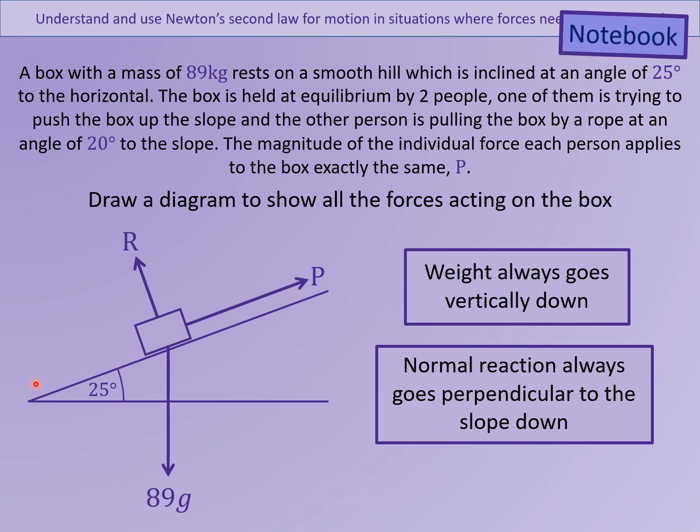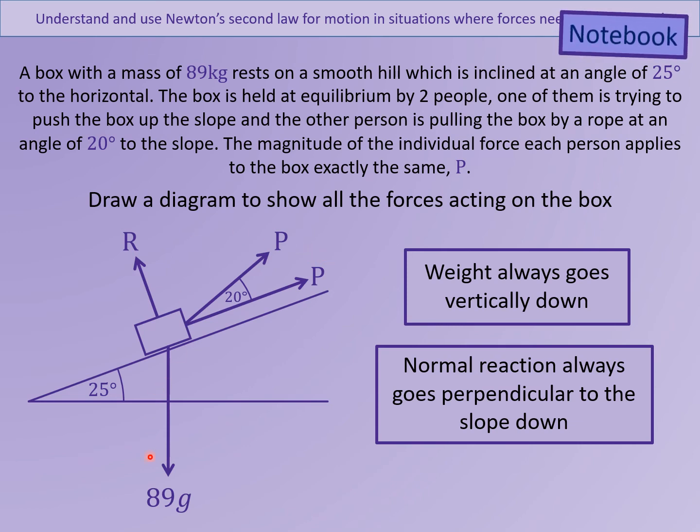All right, he's pushing with a force, or she's pushing with a force, of P newtons up the slope. Okay, so that's the first person sorted with a force of P. There's another person who's also pulling with a force of P, and he is stood about here and he is pulling this box up the slope. So I can put on there 20 degrees to the slope, and he's pulling with a force, or she's pulling with a force, of P up the slope. I think that's it, isn't it?